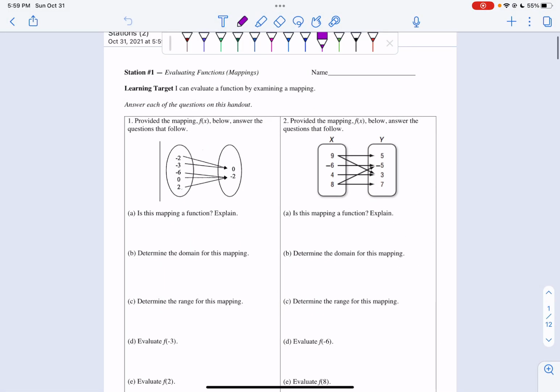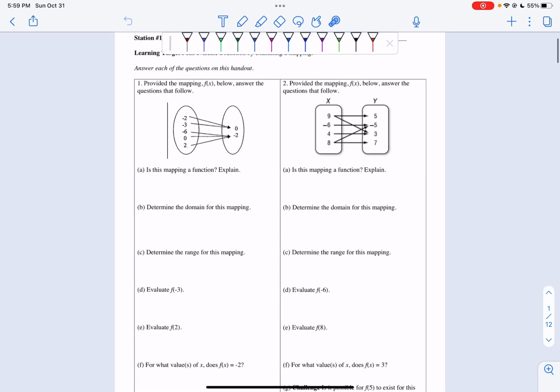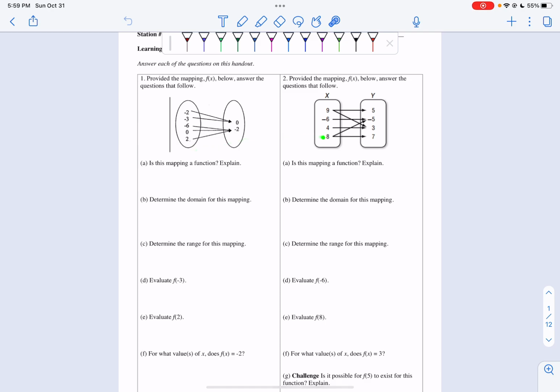Okay, in station number 1, you are going to be evaluating functions by using mappings. The learning target is I can evaluate a function by examining a mapping. You have a series of questions for questions number 1 and 2 about this mapping and this mapping right here.